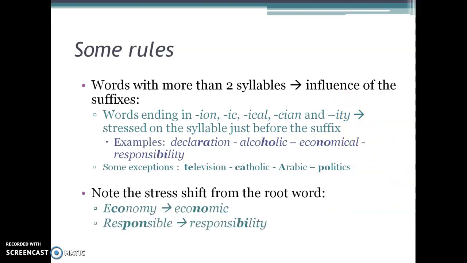You have a stress shift from the root word. What do I mean here? If I take economic, you've got the ic here, so the syllable just before it is stressed. But if we take the root word, the word where economic originally comes from, it is stressed differently. Economy, it is stressed here. So we move the stress from co to no. It's called a stress shift, un déplacement d'accent in French. Same thing, for example, with responsible, and you go to responsibility. We've got a stress shift here.